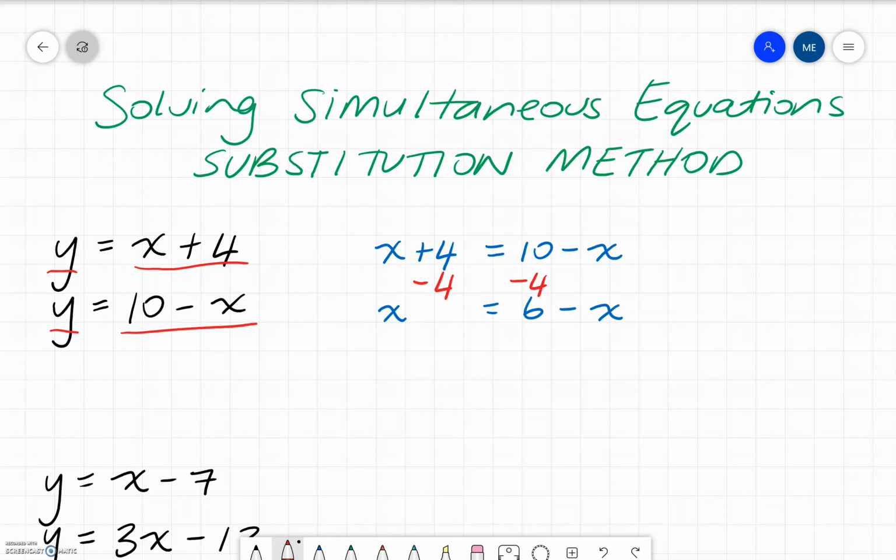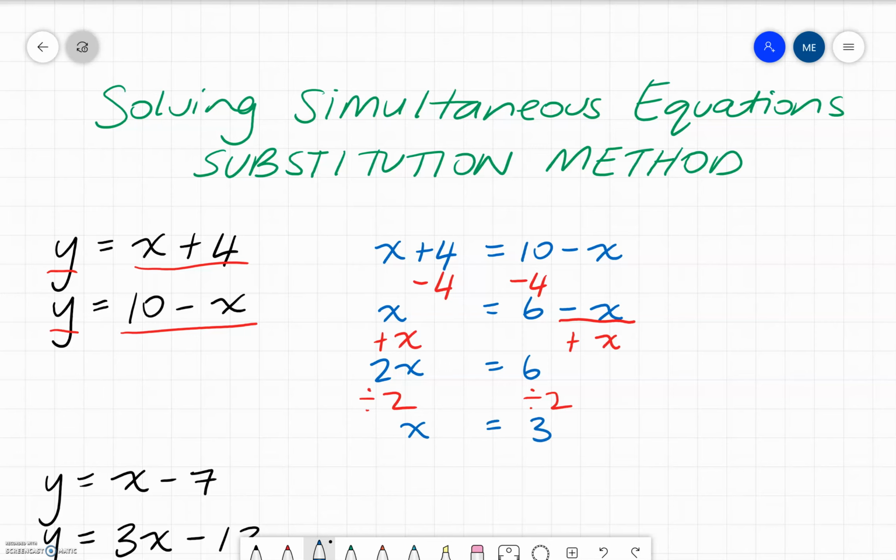The next thing we want to do is add x to both sides. The reason for that is we've got a negative x here and we don't want it on this side. So if we add x, that will cancel out, and that gives us 2x equals 6. If we divide both sides by 2, that will give us x on its own. So for this one, x equals 3.